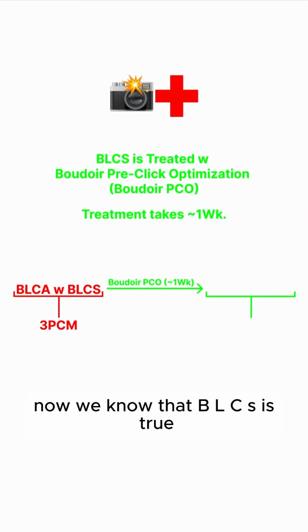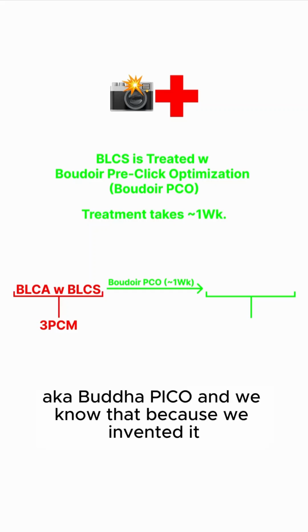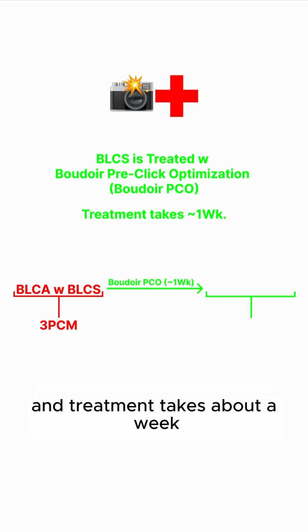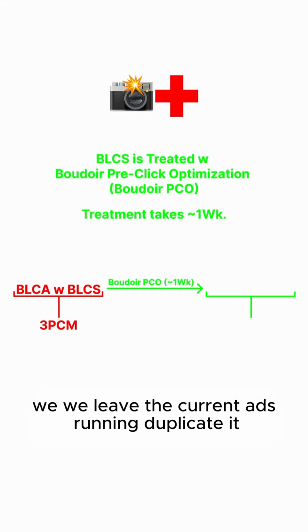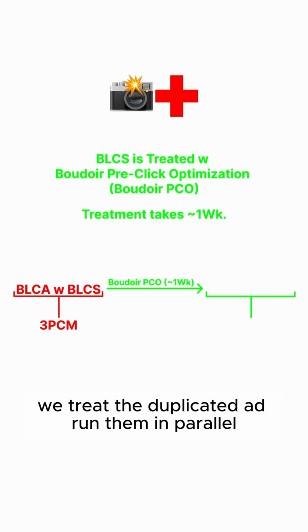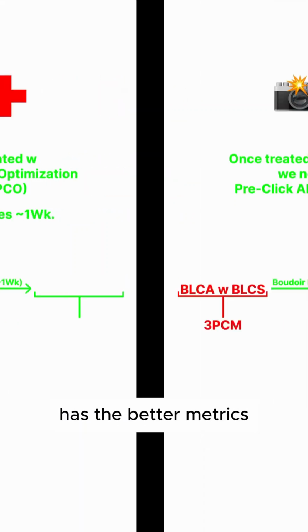Now, we know that BLCS is treated with Boudoir pre-click optimization, aka Boudoir Pico, and we know that because we invented it. And treatment takes about a week. And that's where we duplicate the current ad. We leave the current ad running, duplicate it, we treat the duplicated ad, run them in parallel, keep whichever one is running at the end has the better metrics.